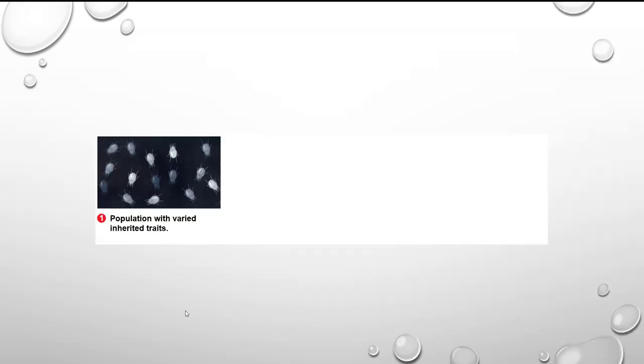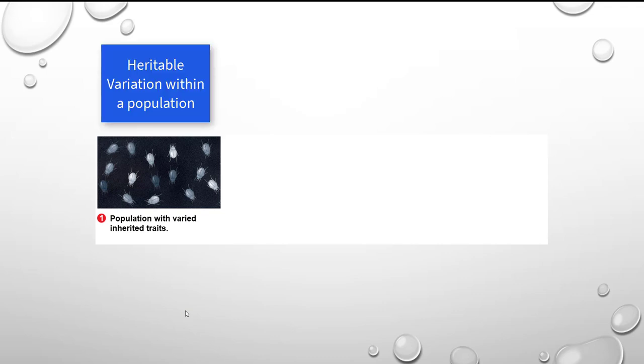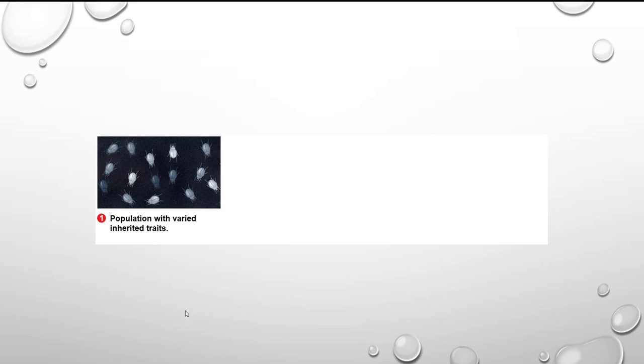So let's say we have a population of beetles. And notice within this population of beetles, there is some variation in traits. And that variation is inherited. So you can see that variation is in relation to the color of their carapace, or the exoskeleton. Some of them are darker, some of them are lighter in coloration. And they inherited that trait from their parents. So it's in their genes.